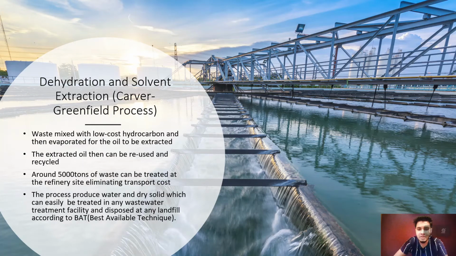So the final alternative method was the dehydration and solvent extraction, known as the Carver Greenfield process, where the waste is mixed with low-cost hydrocarbon and then evaporated for the indigenous oil to be extracted. The extracted oil can then be reused and recycled. Around 5,000 tons of waste can be treated at the refinery site, which eliminates the transport cost. And the process produces wet water and dry solid, which can easily be treated in any wastewater facility and disposed at any landfill according to BAT, which is the best available technique.